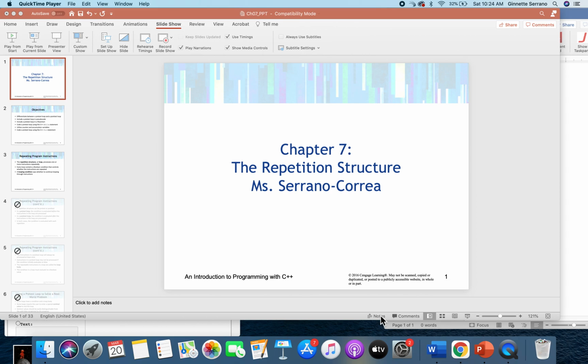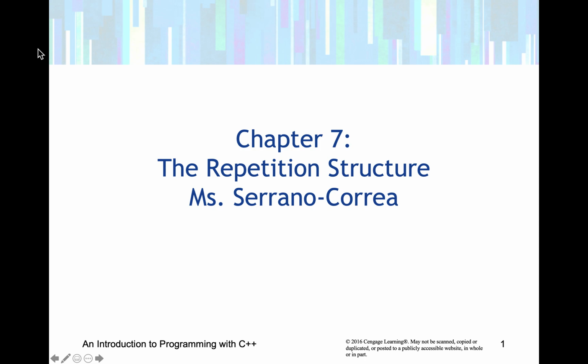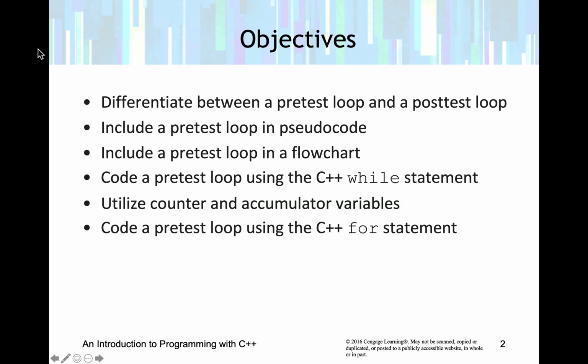This is chapter 7. We're going to be talking about the last control structure in C++, which is the repetition structure, or sometimes called loops. Our objectives for the chapter are that you'll be able to tell the difference between a pretest and a post-test loop.